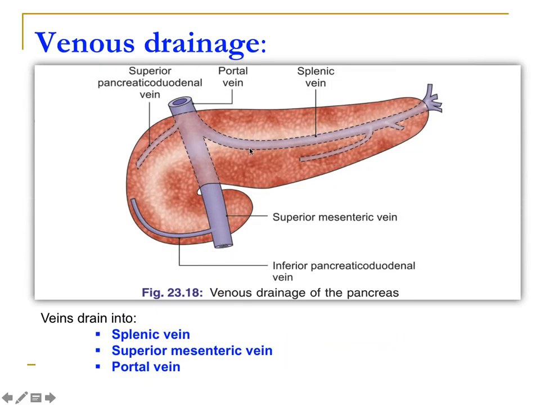For the venous drainage of the pancreas, it is mainly drained by the splenic vein. Besides that, there are the superior pancreaticoduodenal vein and inferior pancreaticoduodenal vein. They drain respectively into the superior and inferior mesenteric veins, and finally into the portal vein.